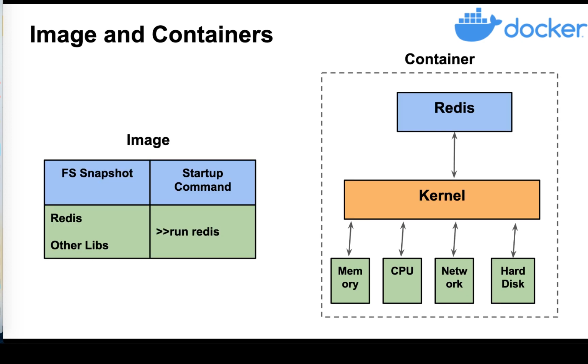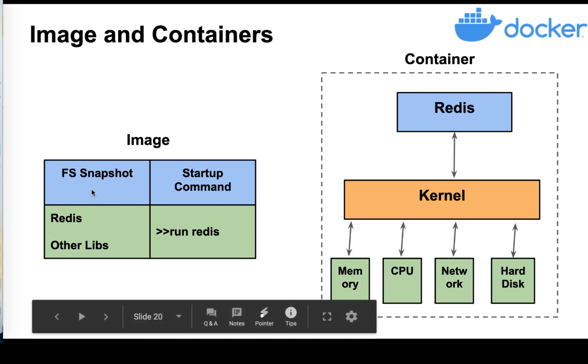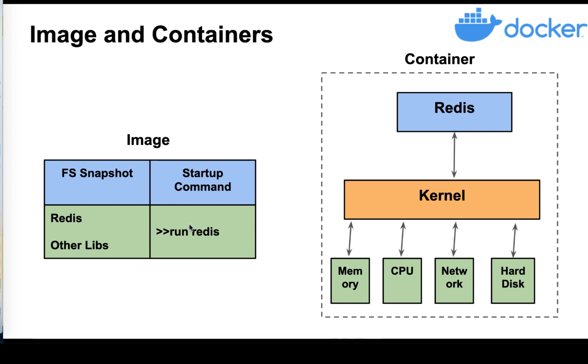So let's see what an image is and what a container is. An image is nothing but a snapshot of a file system with some startup command in it. When I had that Redis image, it had Redis plus some other dependent libraries, and it had some initial startup command. That's what the image contained. When I run that image, it creates a container and starts the container using this startup command, and it puts that image into the cache or memory of your machine.